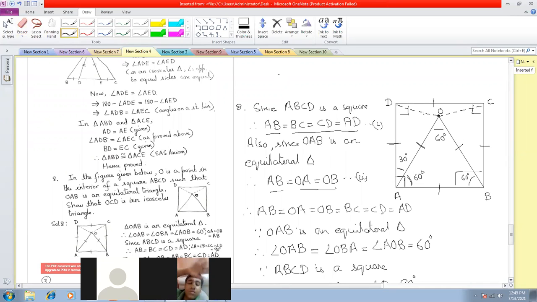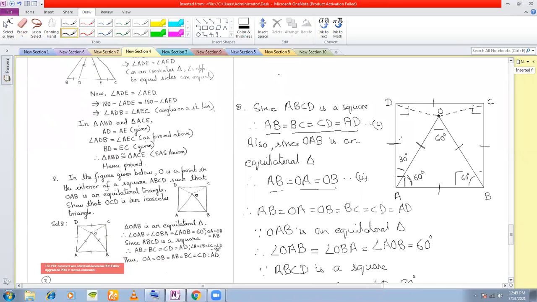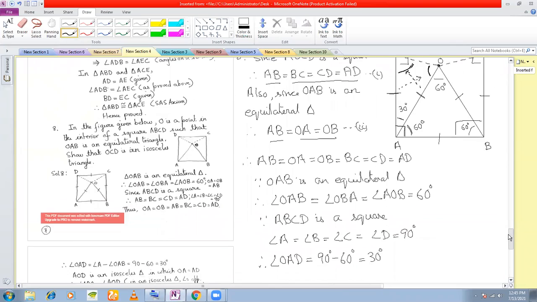So what are the angles that are opposite to these two sides? The angle opposite to this side is this angle, and the angle opposite to this side is this angle. So these two must be equal. So what do we write? Triangle OAD is isosceles.